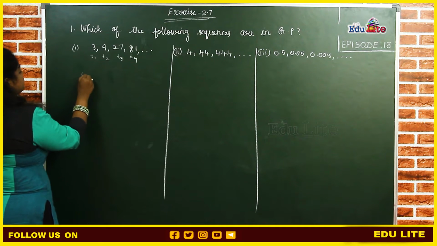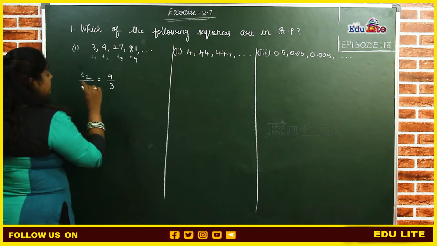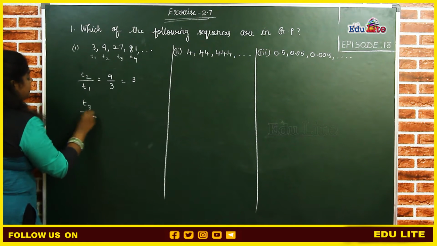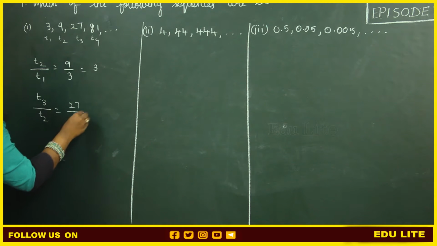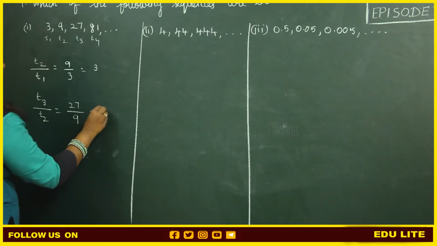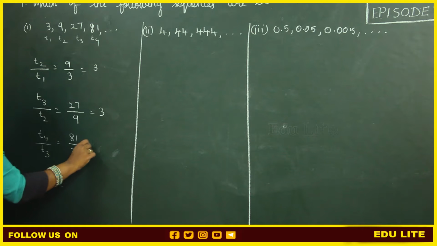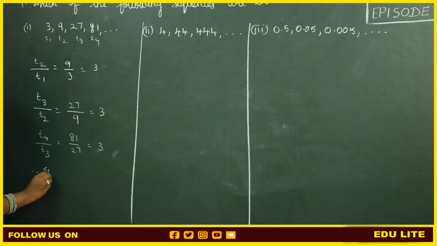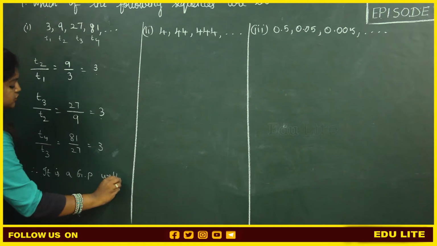So, what we have to do is first T2 by T1. T2 value is 9 by T1 value is 3, 9 by 3 it is 3. Similarly, T3 by T2, T3 value is 27 by T2 value is 9, 27 by 9 it is 3. Similarly, T4 by T3, 81 by 27 which is also 3. The common ratio R is constant. Therefore, it is a geometric progression with R equals 3.